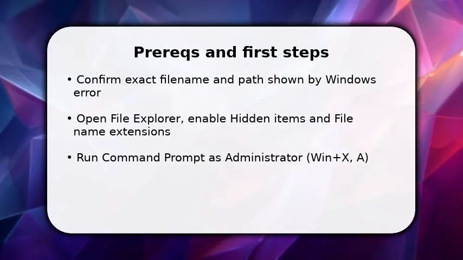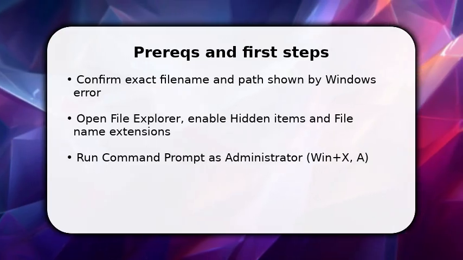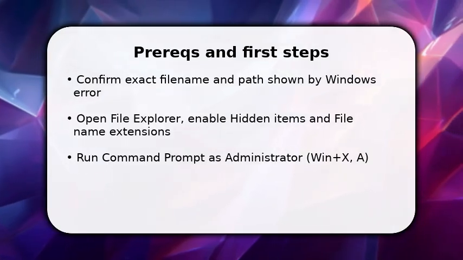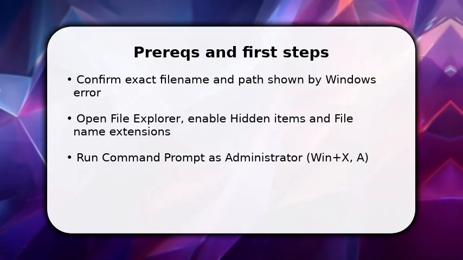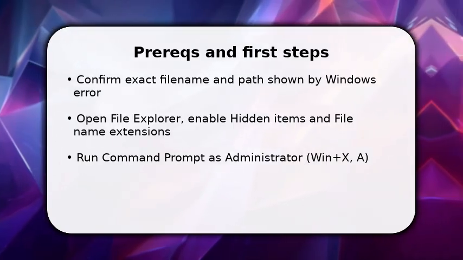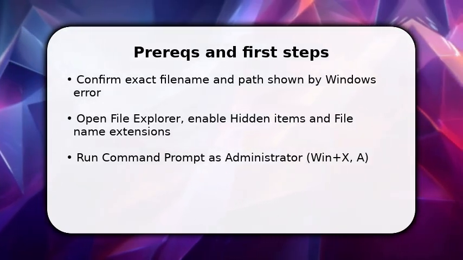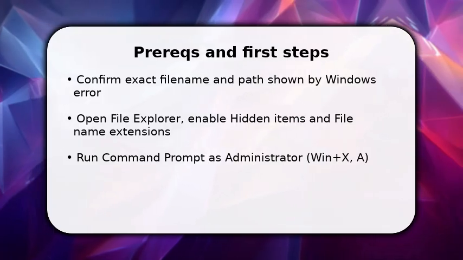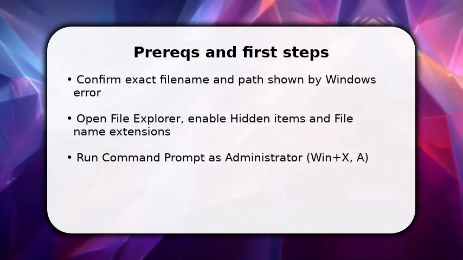You'll start by confirming the exact file and its path so you don't chase the wrong target. Once done, show hidden items and file extensions in File Explorer to reveal renamed or masked files. Make sure to run command prompt as administrator. Elevated privileges avoid permission blocks.